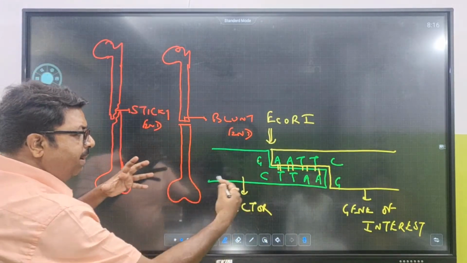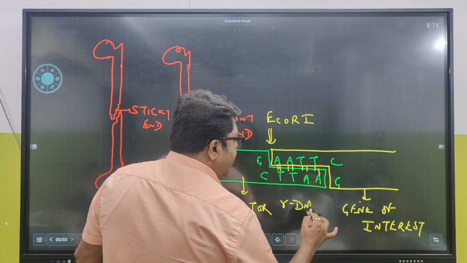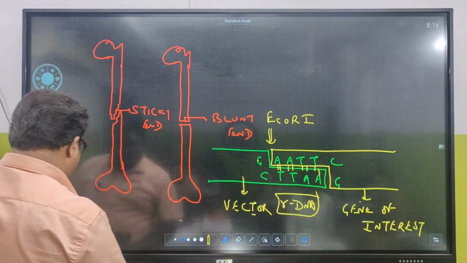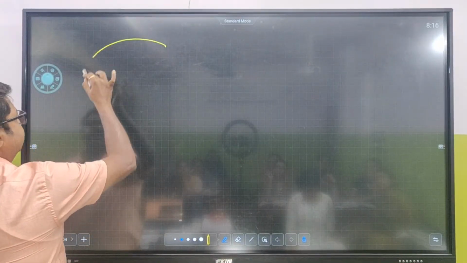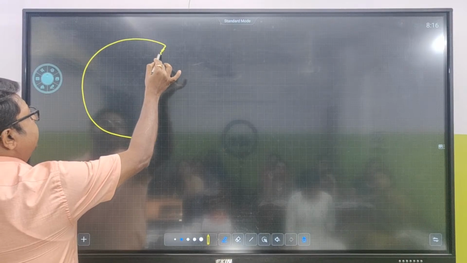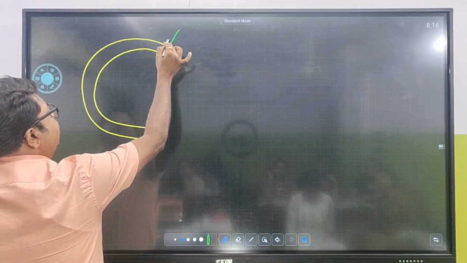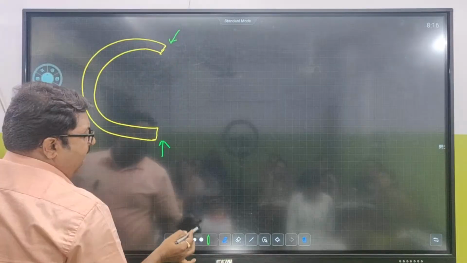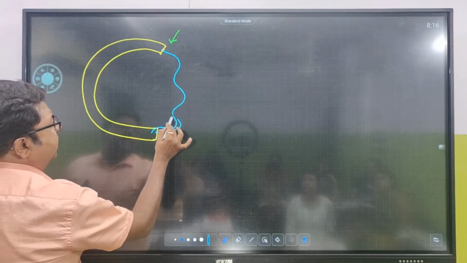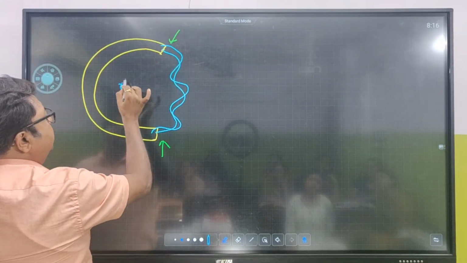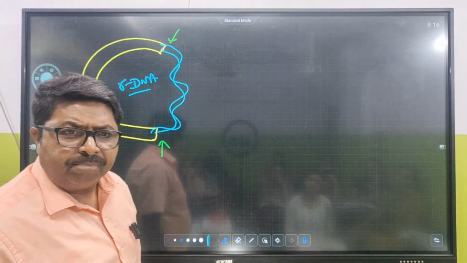And ultimately, what is going to happen if you introduce the gene of interest with the vector? What is going to form is recombinant DNA. So this is plasmid, and you have cut the plasmid with the help of EcoRI, and also you have cut this part of the DNA which can give rise to insulin, and what you have done is you have made recombinant DNA.